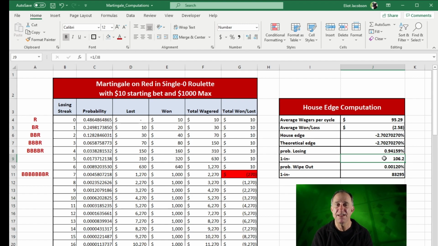And this is just a fact, right? This is not a number that's going to change based on some other way I play, when I play, when I come, leave, whatever. This is a 1 in 106 chance that if you play a martingale on roulette, then any particular cycle will be a loser.